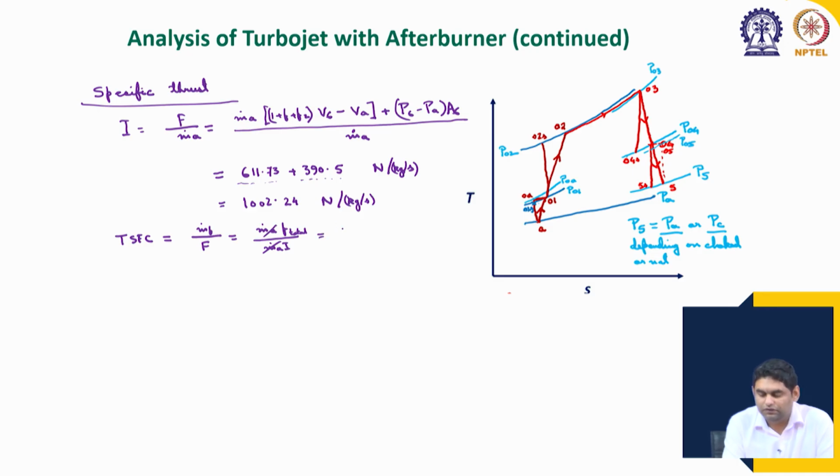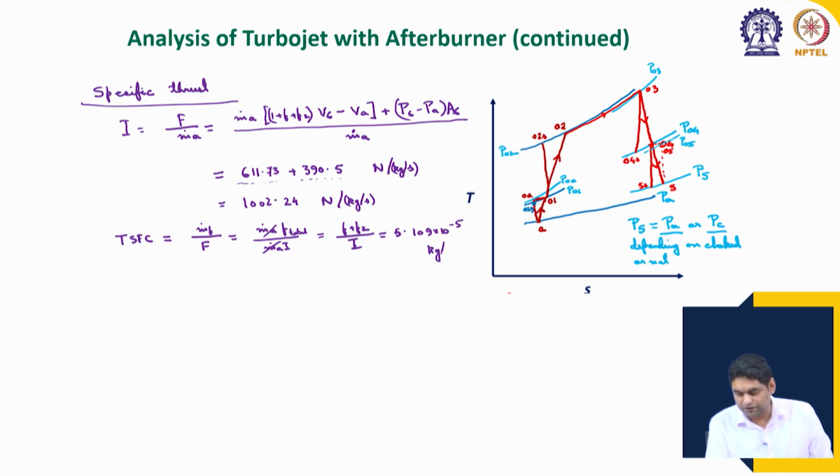So, this is equal to F plus F2 by I. We know what are the values of F and F2. So, I comes out to be equal to, okay, let us write in SI units first, 5.109 into 10 to the power minus 5 kg per second, mass flow rate per unit thrust, per Newton.